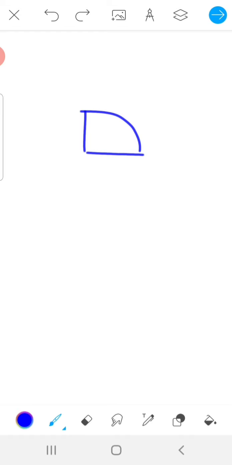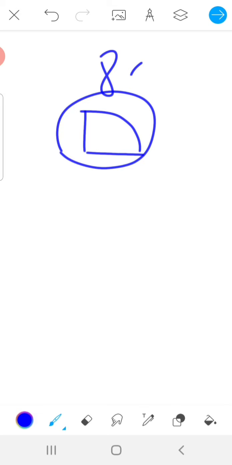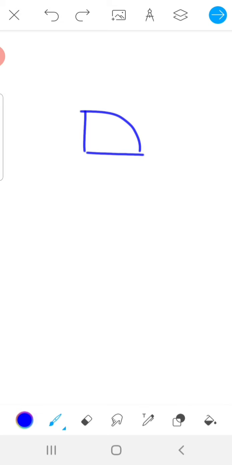If we know that the perimeter of this entire shape here is 8 centimeters. Okay, so first we need to understand this a little bit. So that means that the diameter plus the pi divided by 4 is basically what we're looking for here.